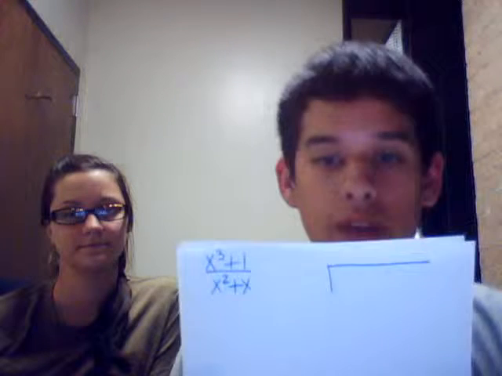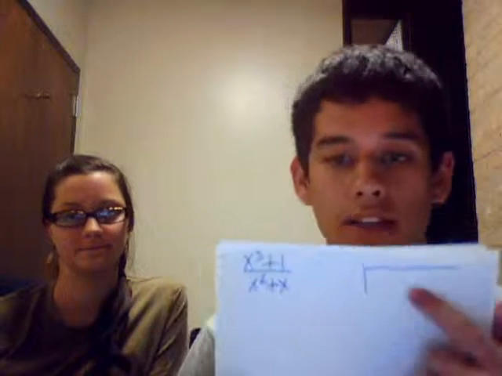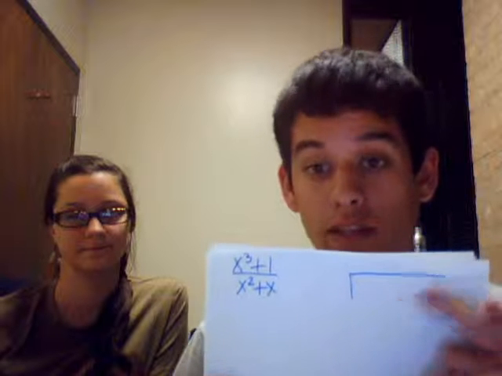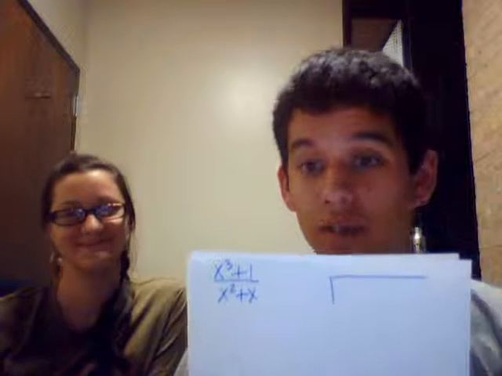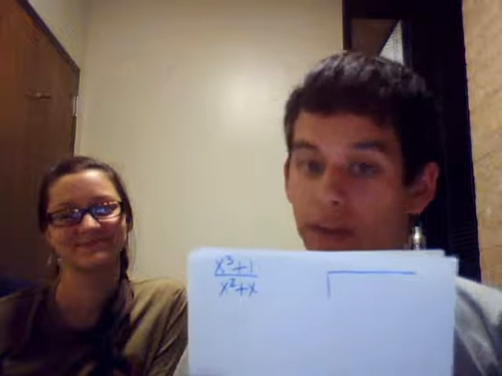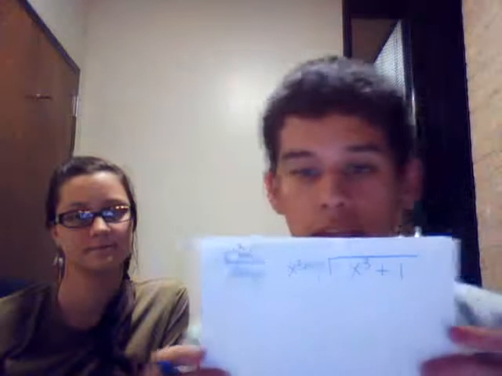So long division is basically doing division as you would with numbers. The way that I remember what goes inside the division bar is the simple phrase, the top dog gets the house. So basically, the one on top is x cubed plus 1. Therefore, it's going to go inside my division bar. And then x squared plus x is outside. So this is how it broke up.